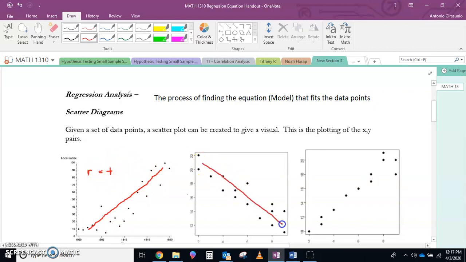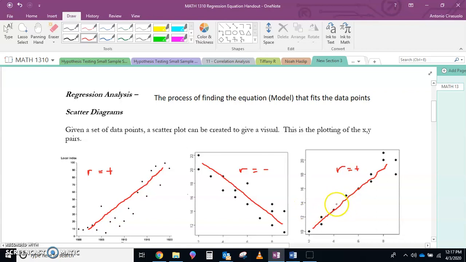Likewise, over here, we have an R value that should be negative, right? Because it's going down: as X increases, Y decreases. And relative to the previous one, we'd say that this is even stronger, right? Because you can see the points line up.